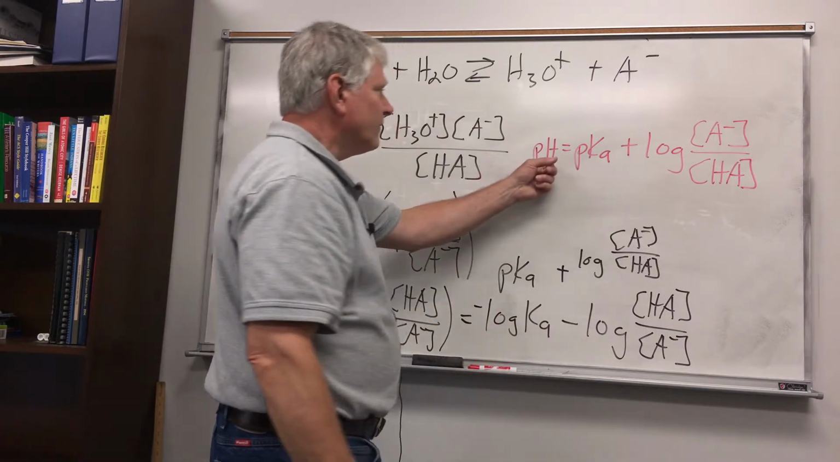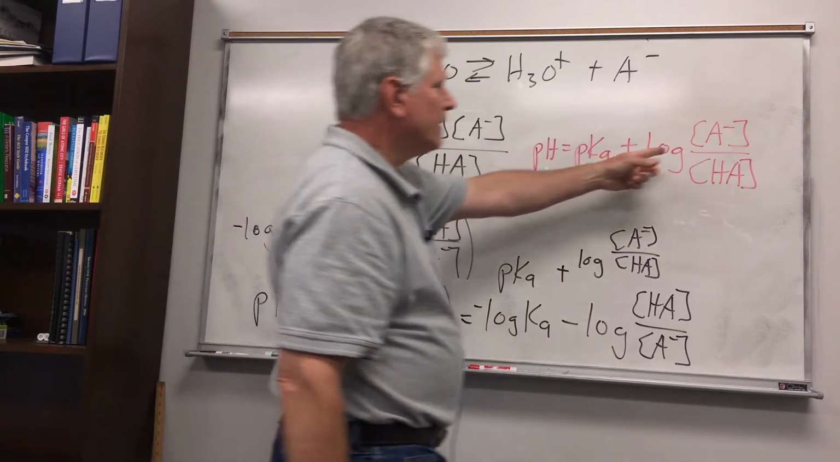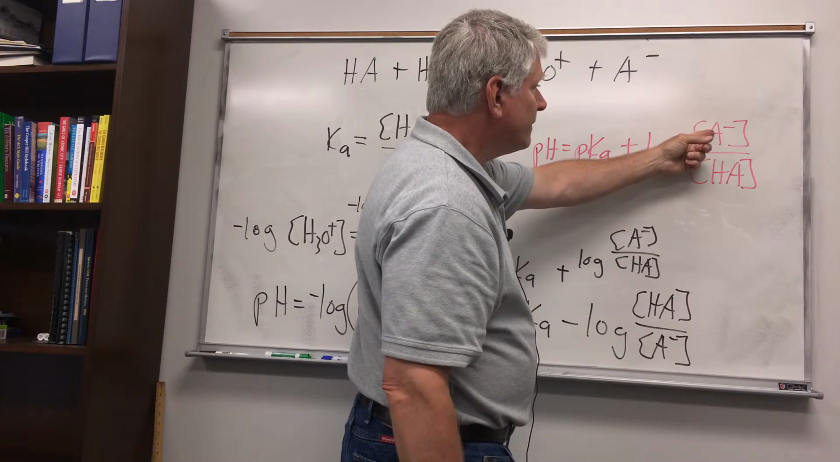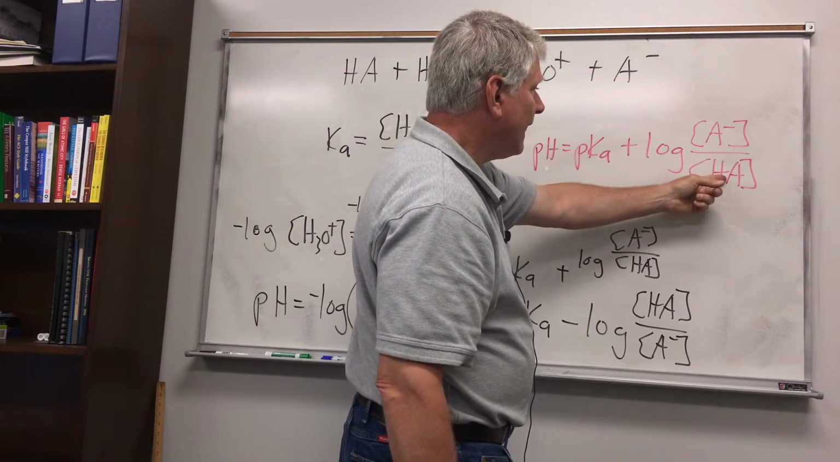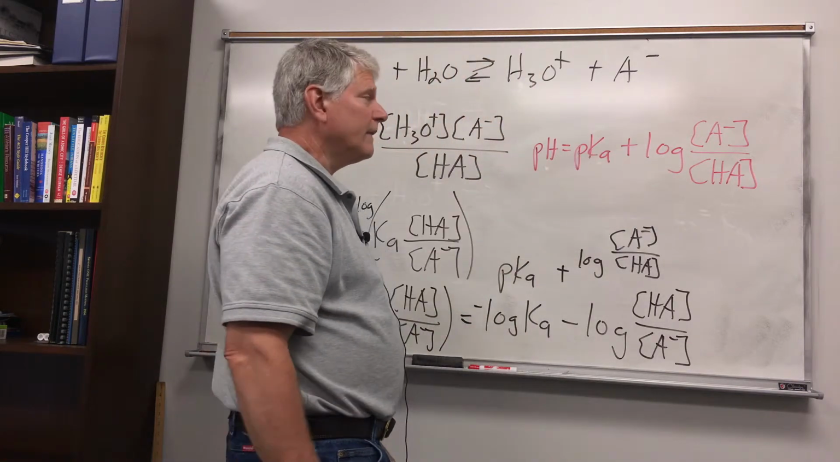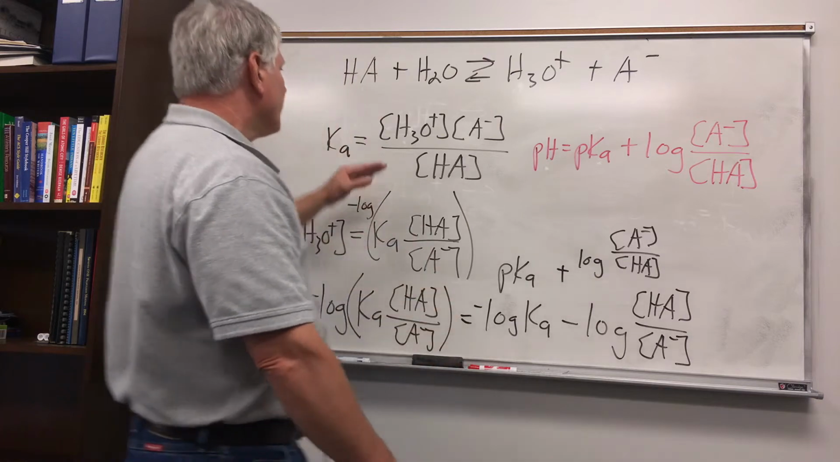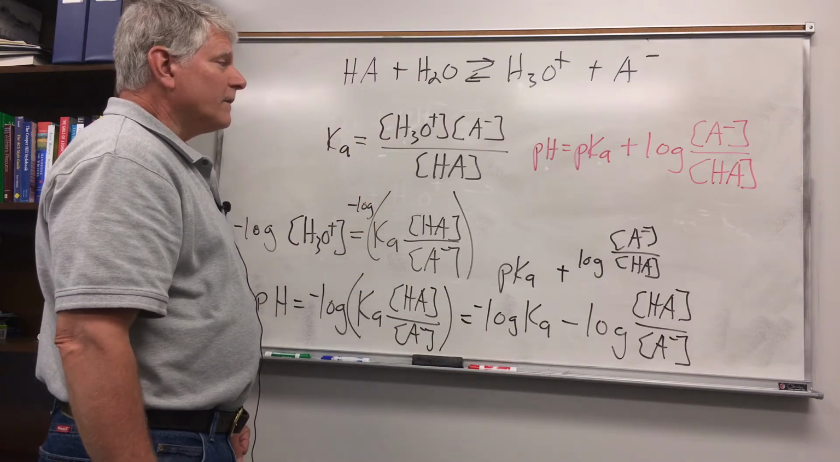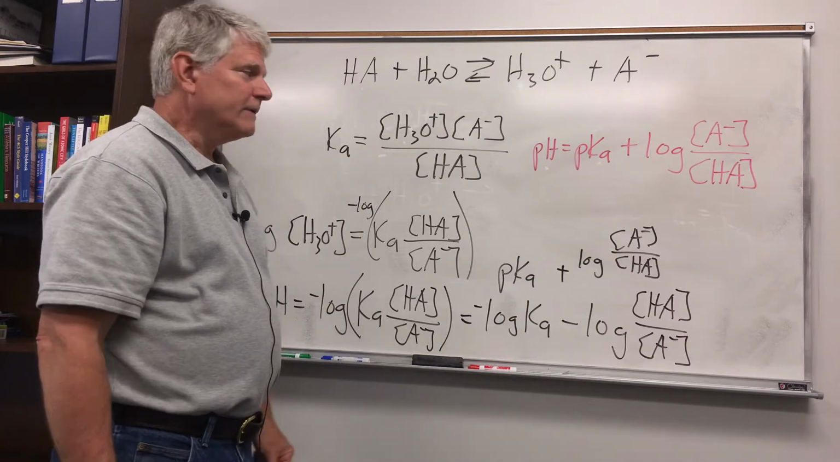So I can find the pH of a solution, and I need the equilibrium constants of the conjugate base and its acid, and I need the Ka for that acid. So this is just rearranging the equilibrium expression. And this is called the Henderson Hasselbalch equation.